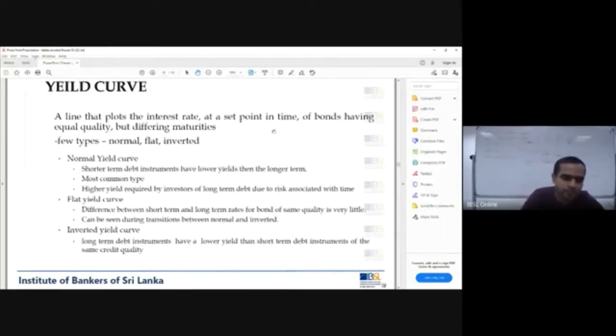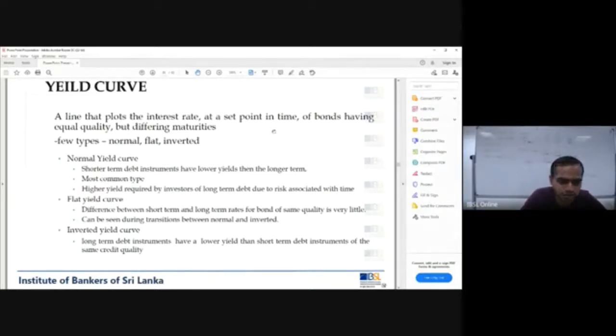And the yield curve is a line that plots the interest rate, at a set point of time, of bonds having equal quality but differing maturities. Right? So equal quality, differing maturities. That means usually the same issuer.